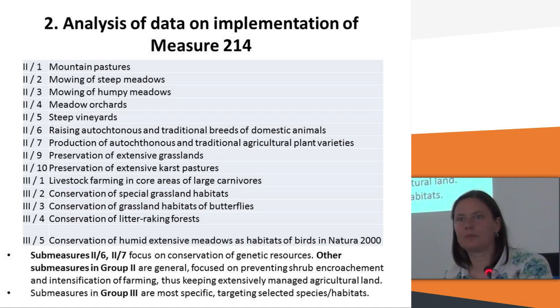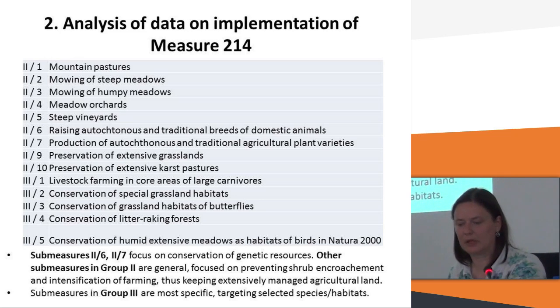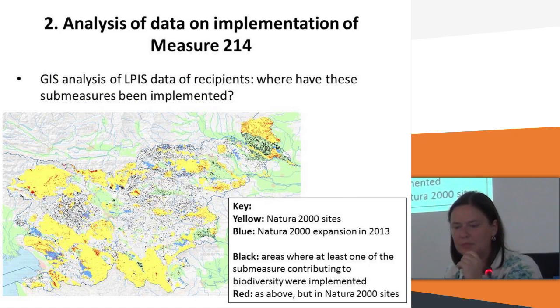Here I have a list of submeasures that we selected as the ones that have potentially strong contribution to biodiversity. Mostly they deal with different types of meadows, so grassland, karst pastures, steppe meadows, mountain pastures, and so on. Some genetic biodiversity conservation. This was assessed in a different way, not with GIS, of course. So we looked at these primarily. Especially Group 3 targets specific habitats.